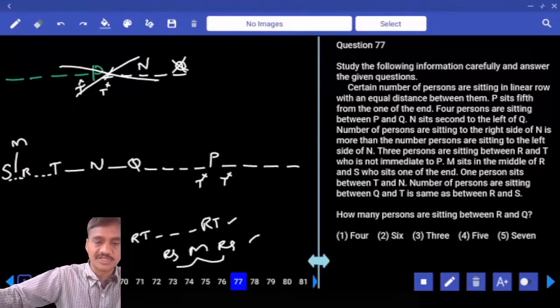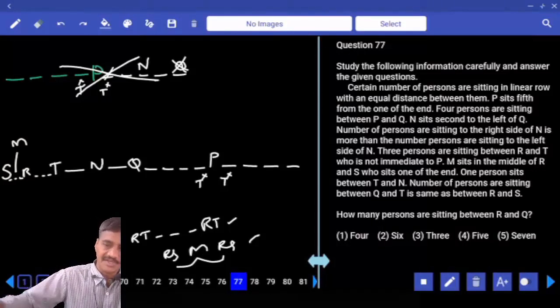Question number 76. How many persons are in between R and Q? Now in between R and Q, how many are there? 4, 5, 6, 7. 7 persons, that is choice 5.